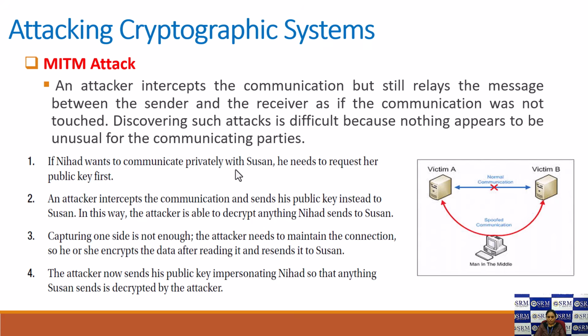That's Susan. The attacker now sends his public key impersonating Nihad, so that anything Susan sends is decrypted by the attacker. So two-way communication appears to happen normally between Nihad and Susan, who are the victims, whereas in between, the man in the middle has started attacking. He or she alone decides what information should go to victim A or victim B. This is called the man in the middle attack. This is a very, very dangerous attack. We have to take care of this and do a mitigation for it.